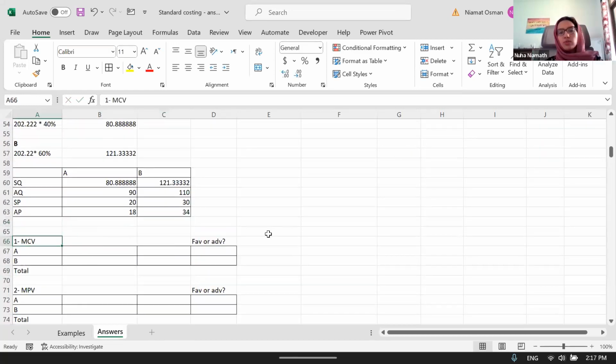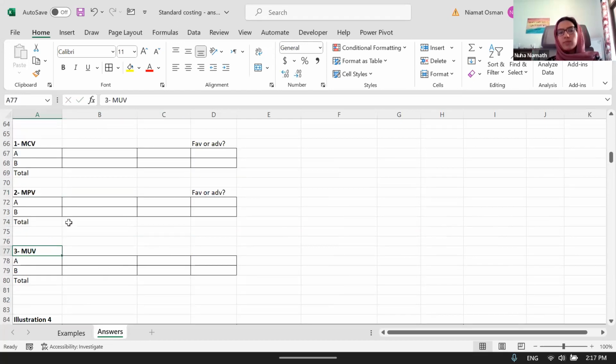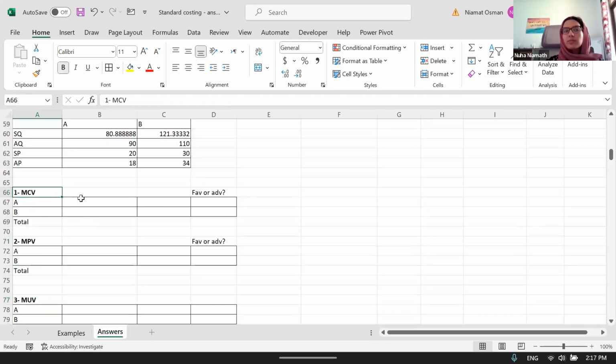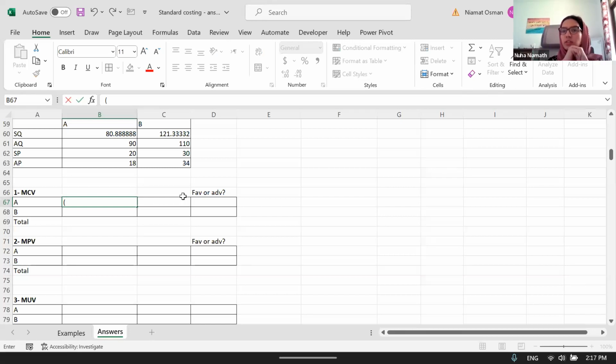So let's start with the first one, which is MCV. Then we have MPV and we have MV. What is MCV? Material cost variance. Can somebody tell me the formula quickly in the chat box? What is the formula for material cost variance? SQSP minus AQAP. Thank you.